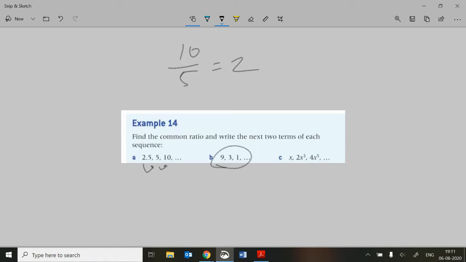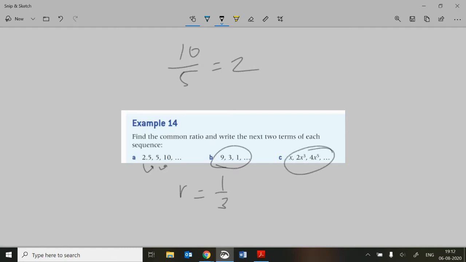In this case, your common ratio is a third. You're timesing by a third, or you're dividing by 3. Dividing by 3 is the same as timesing by its reciprocal, timesing by a third. So that's your common ratio. And your next term is going to be a third. And the next one is going to be a ninth.